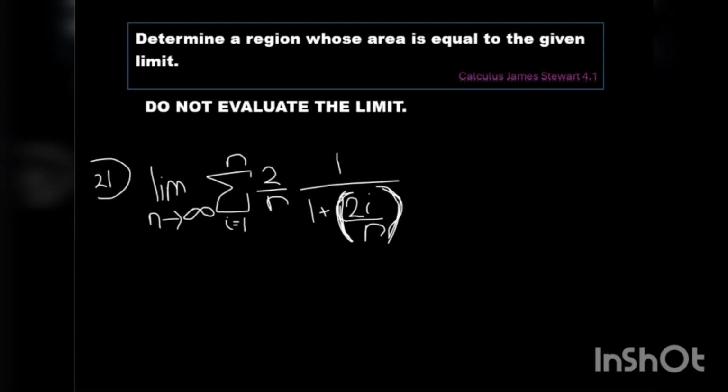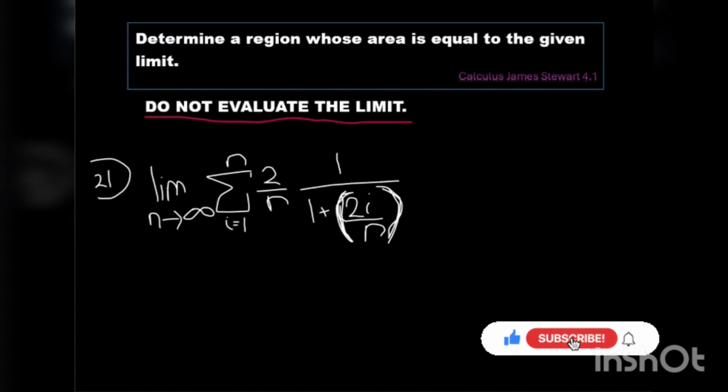Today we are going to determine a region whose area is equal to the given limit. This is from Calculus by James Stewart, section 4.1, and it says do not evaluate the limit. So we're only asked to find the region where the area is equal to the given limit. They've given us this equation: the limit as n approaches infinity of the summation from i equals 1 to n of 2 over n times 1 divided by 1 plus 2i over n.